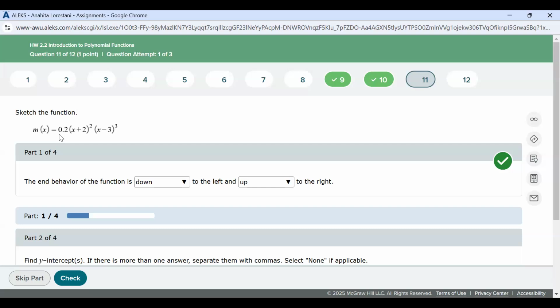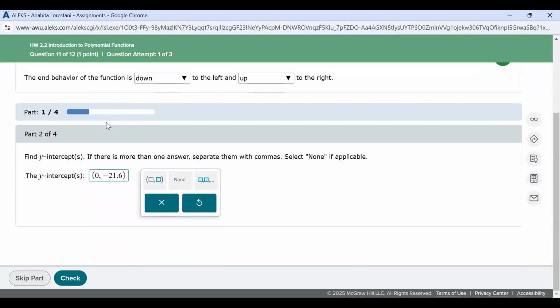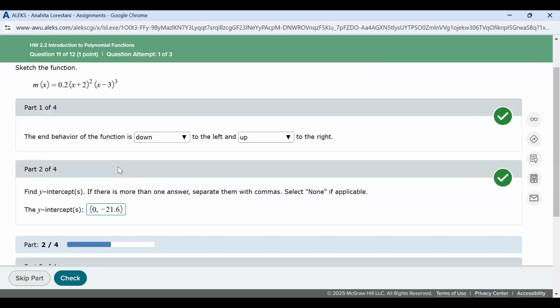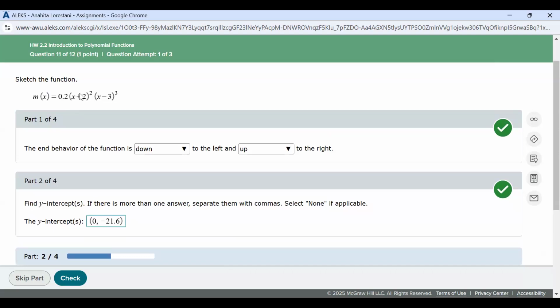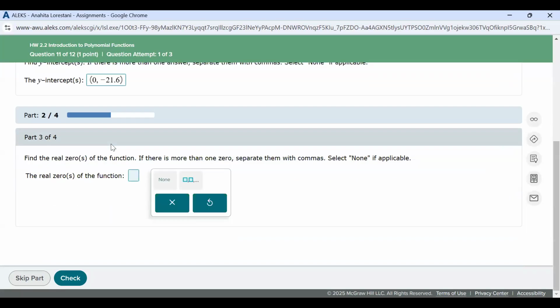Because we have 0.2 times 4, I just want to make sure I didn't make any mistake. That's 0.8. And then negative 3 to the power 3 is negative 27. So we get negative 21.6, check. Then it says find the real zeros. The zeros are negative 2, opposite of positive 2 is negative 2, opposite of negative 3 is positive 3, so it's negative 2 and positive 3.